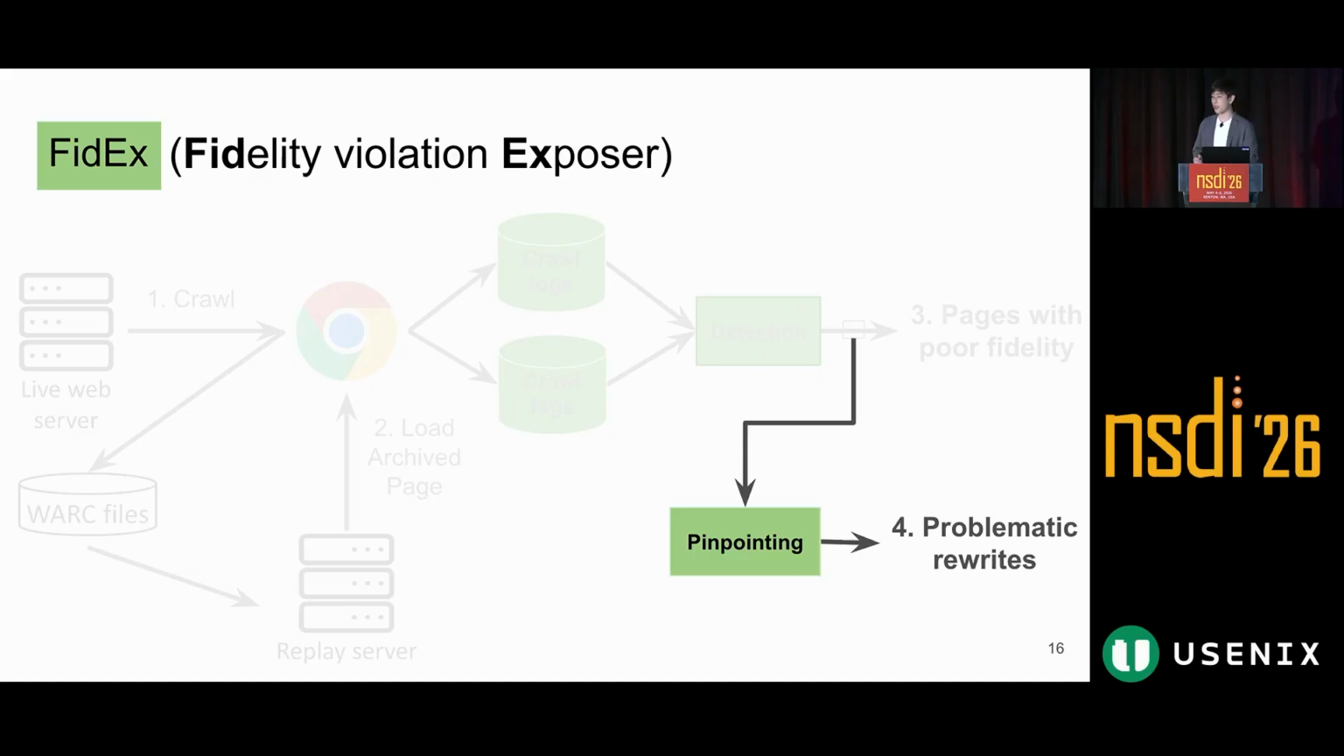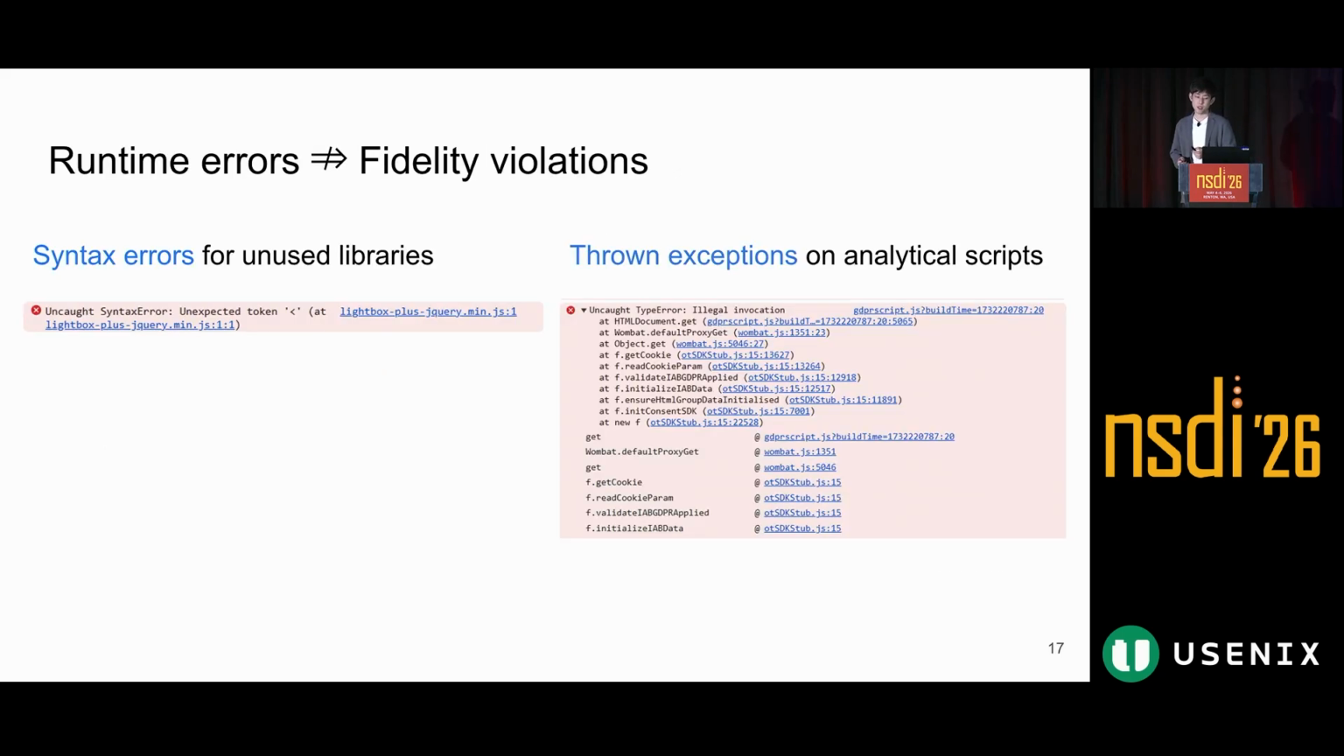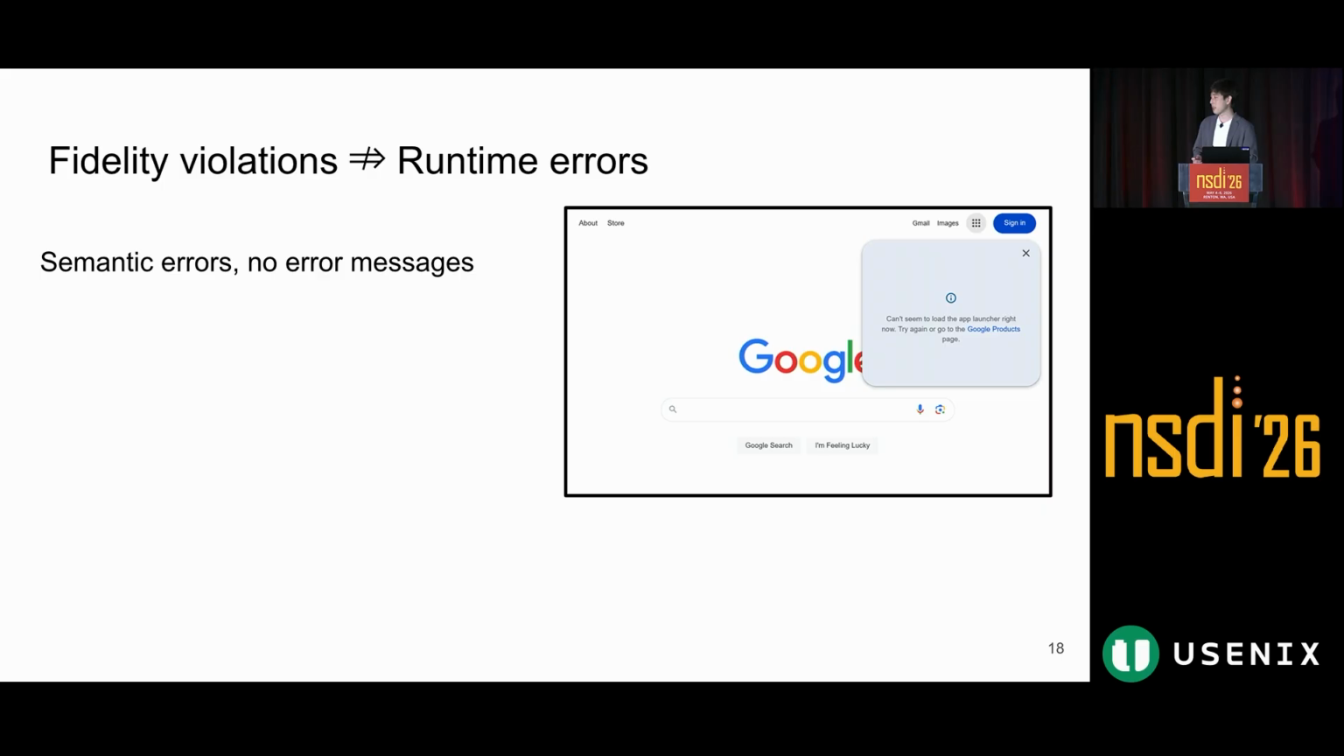Well, the most straightforward approach we can think of is to learn from the previous two examples I've shown, by checking if the archive copy has any extra errors during loading. This method, although straightforward, has two limitations. First, a lot of times we see runtime errors don't really lead to fidelity violations. For example, if you have some syntax errors in unused libraries, or some thrown exceptions in analytics scripts, these errors don't really matter to how a page renders as an archive copy. And if you start looking into these cases, even if you can fix them, you won't be able to fix these fidelity violations.